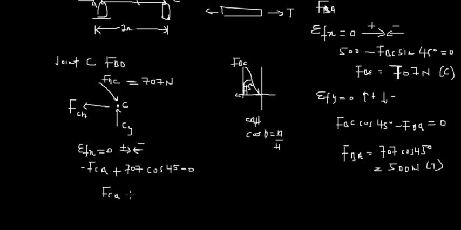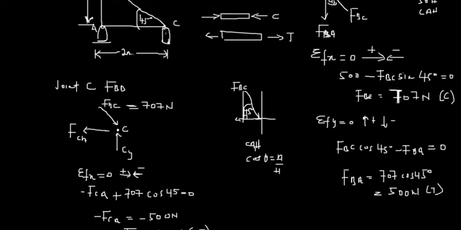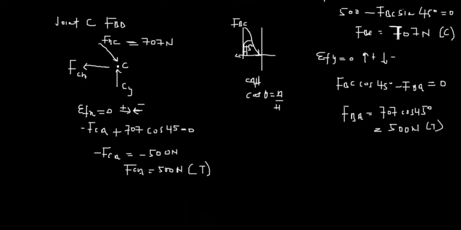FCA, okay? When you compute this, we have negative FCA equal to negative 500 newtons. So most definitely FCA will be equal to 500 newtons, and this is in tension. FCA is pulling away from the C. In case the force was pulling towards C, that would be compression.